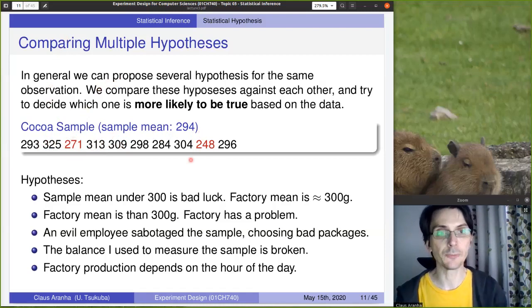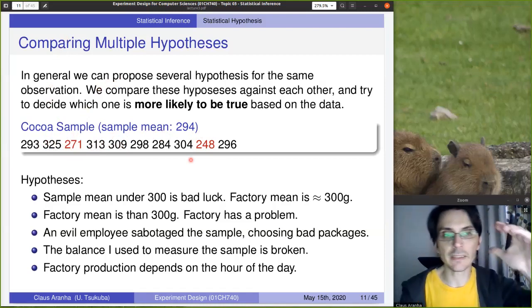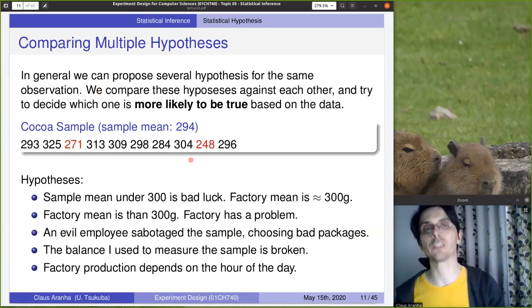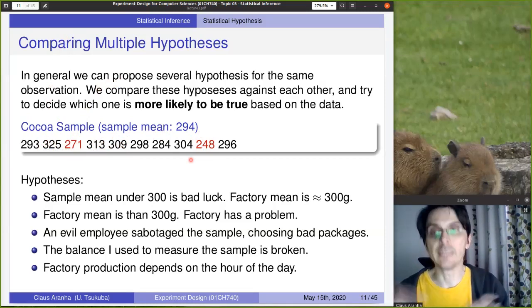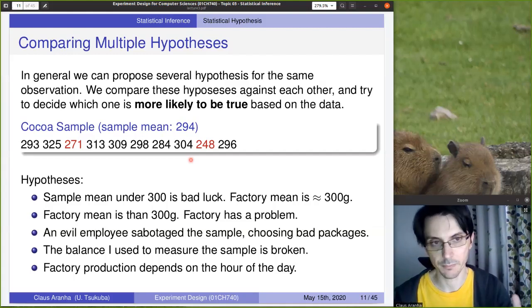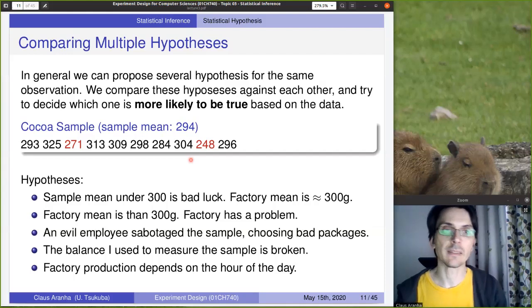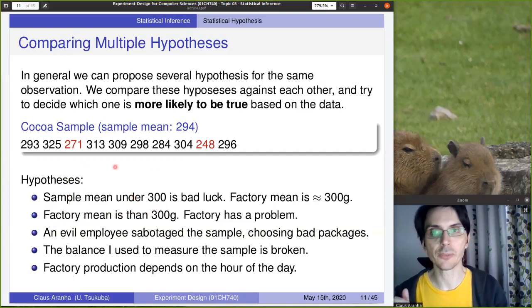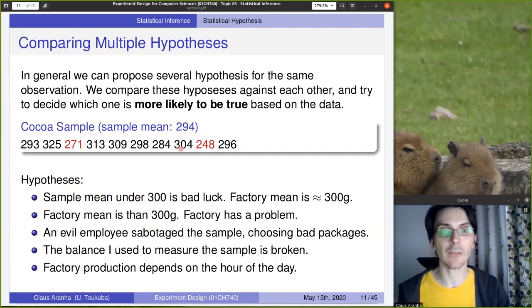But on average, if we take the sample again, again, and again, sometimes the mean will be a little bit higher than 300, sometimes the mean will be a little bit lower than 300. That's the nature of random samples. So the first hypothesis is that this particular sample was just bad luck. Okay. However, our second hypothesis is that the factory mean is in fact lower than 300. The factory has a problem. So this mean of 294 indicates that the mean of our factory is not 300. So that's our second hypothesis.